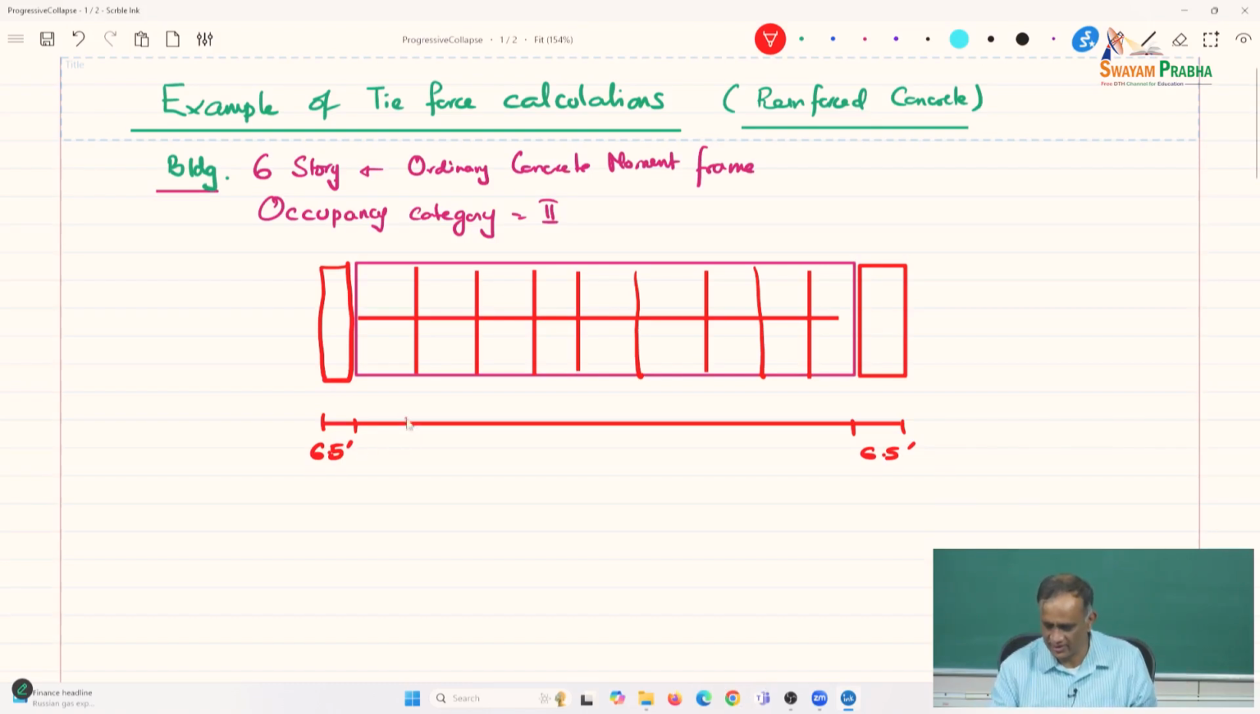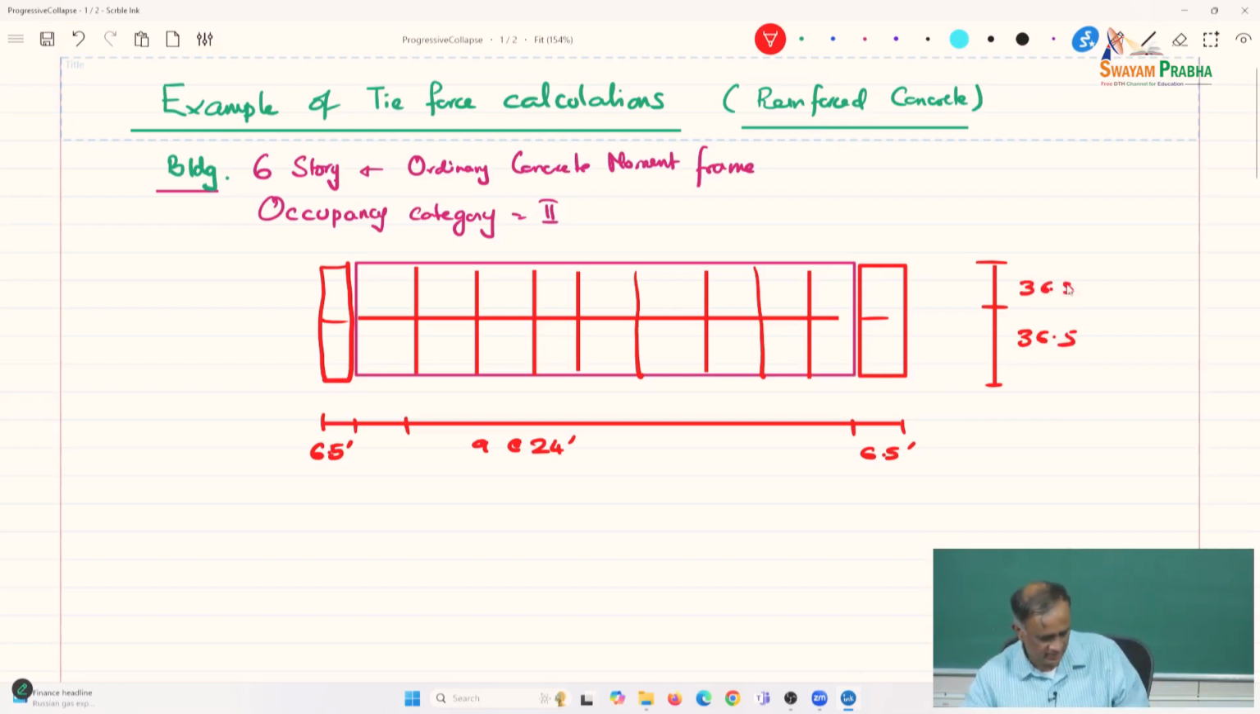And here this is 9 bays at 24 feet center to center, and here you have 2 bays at 36, I think it is 36.5 feet. Let me check that. These are cantilevers. There are columns and joists. The joists or beams are 2 of them.